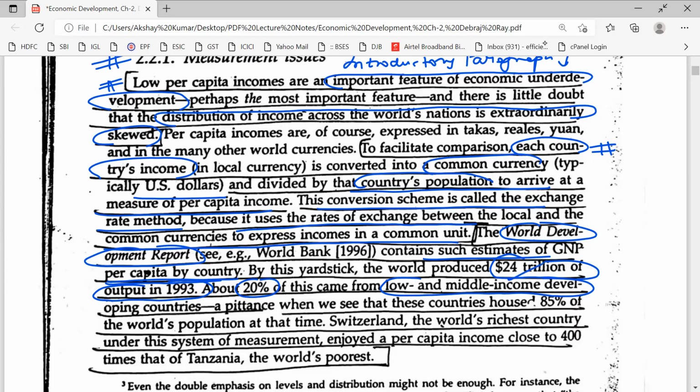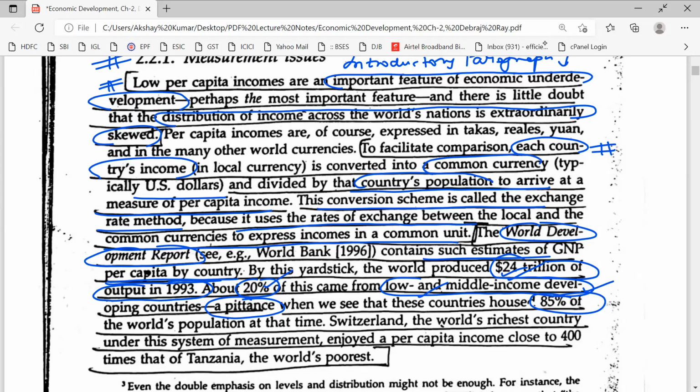24 trillion is a very big figure, guys, and out of 24 trillion, only 20% of it is supplied by the low and the middle income nations. That means 80% of the world's output is supplied by richer nations in terms of GNP, per capita GNP. So it's a pity. And the even more shocking thing is that low and middle income nations, which provide 20% of the world's output, have 85% of the world's population. This is even more of a disaster.